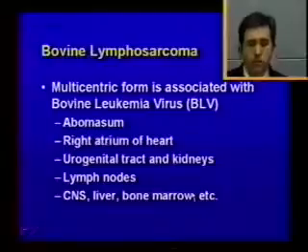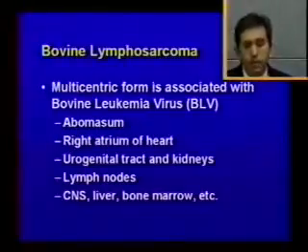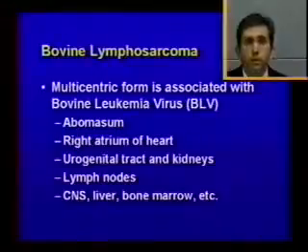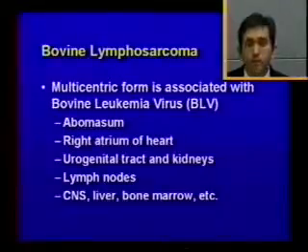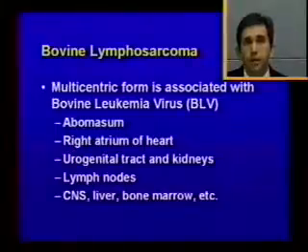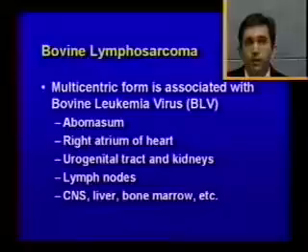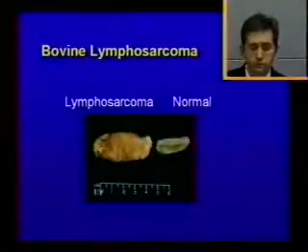In cattle, lymphosarcoma is caused by a virus, bovine leukemia virus. This is a retrovirus, and there is a specific pattern that we see with lymphosarcoma in cattle infected with bovine leukemia virus. It targets several specific tissues, including the abomasum, the right atrium of the heart, the urogenital tract, and kidneys, lymph nodes, and some other tissues. And I'd just like to show you some examples.